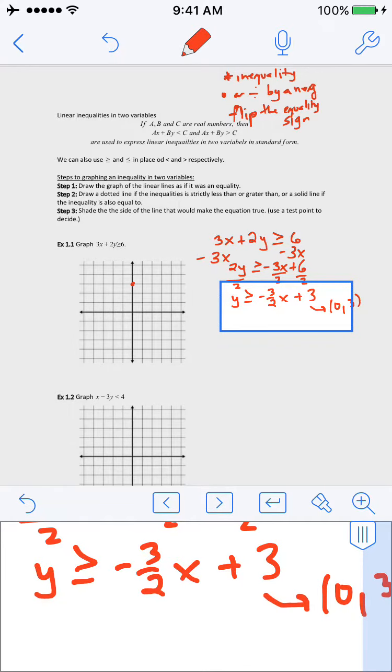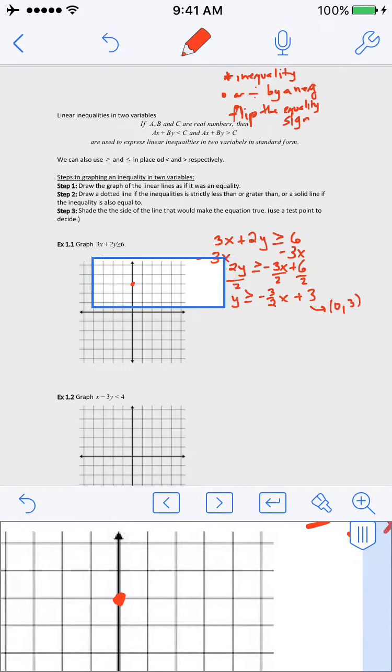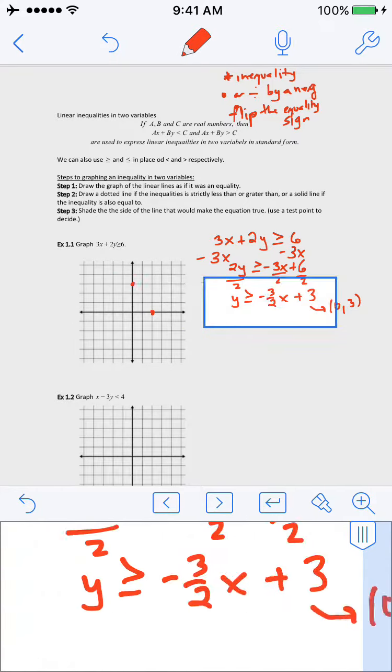And then we have a negative 2/3 as our slope. So again, we'll start at 0, 3. We're not going to start at 0, 0. We use our starting point at 0, 3. And this slope tells me to go down 3 and over 2. Down 1, 2, 3, and to the right 1, 2. All right, so that's step number 1. Graph it like it's equal. I don't quite want to draw a line yet.